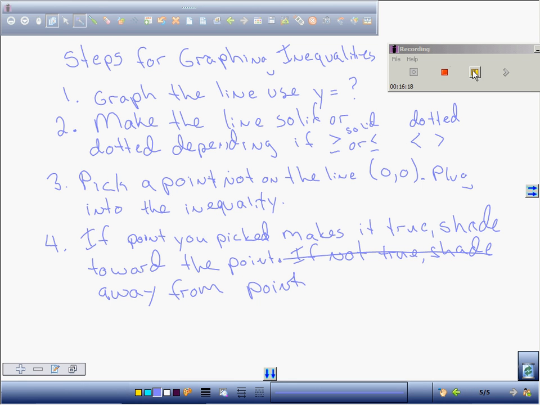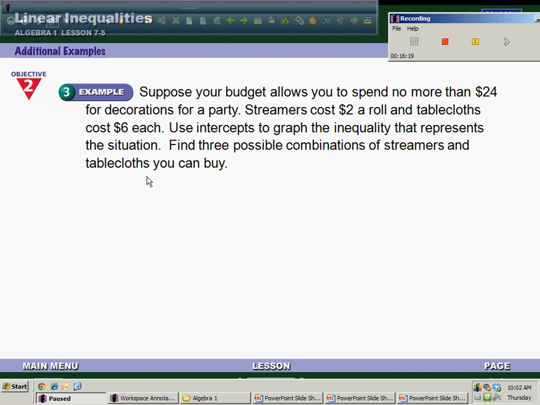Okay, I'm going to pause. Here's a word problem based on inequality. Suppose your budget allows you to spend no more than $24 for decorations for a party. Streamers cost $2 a roll, and tables cost $6 each. Use intercepts to graph the inequality that represents this situation. Find 3 possible combinations of streamers and tables you can buy.